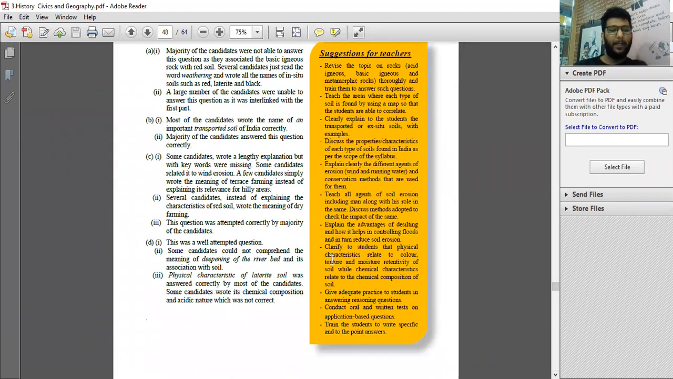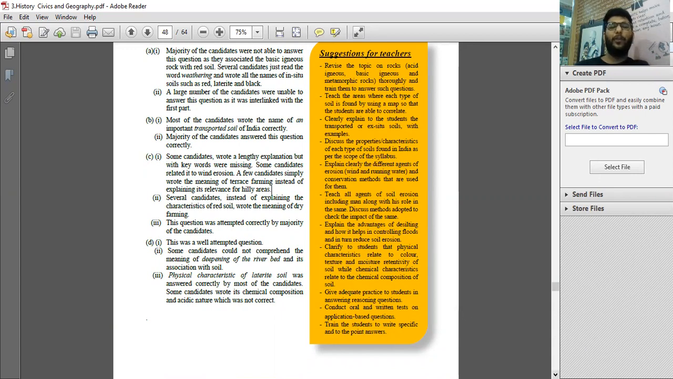Deepening of the red river bed, as well as when it comes to your understanding towards any particular association with the soil, has to be going with the flow. Please be understanding how exactly you're comprehending this topic. Physical characteristics of laterite soil was also answered, so it was quite simple enough for you to understand.